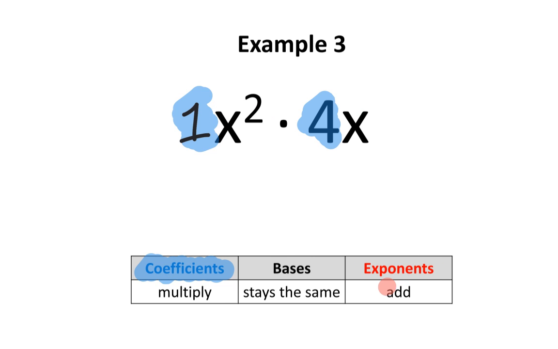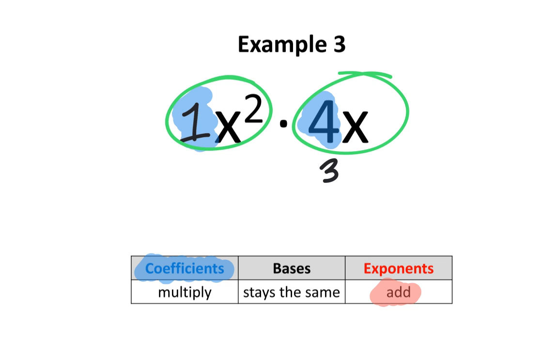We actually want to add these exponents. Therefore, 2 plus 1 is going to give you 3. When you multiply 1x to the power of 2 and 4x to the power of 1, your answer is going to be 4x to the power of 3. Just be careful with the hidden 1s here.